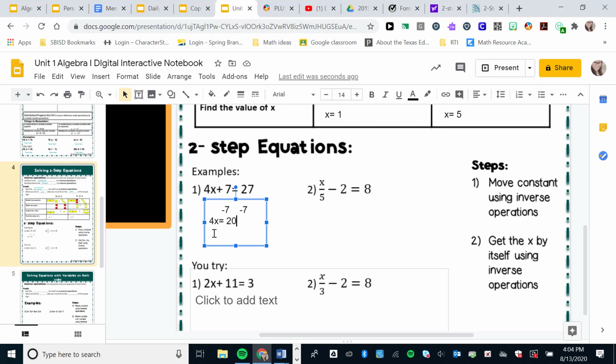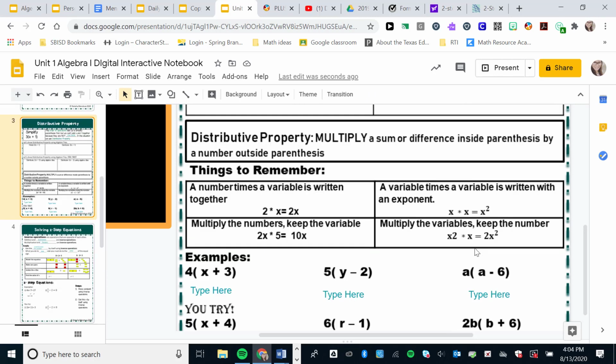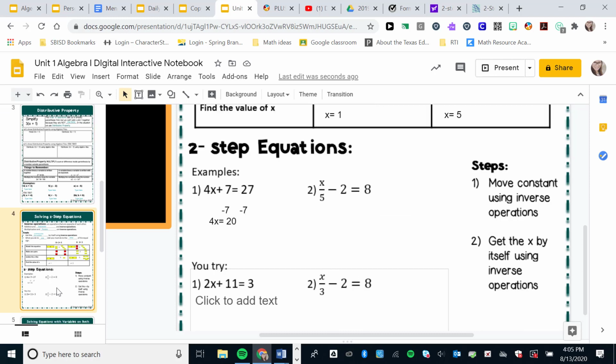So remember what we said about our number with a variable when we were looking at distributive property. We said, and I'm going to go back real quickly so you guys can see, that when we have a number with the variable, it means multiplication. We are multiplying it together, okay? That's what that means. So if we have 4x equals 20, the opposite operation of that is going to be division, because we said that multiplication and division were inverse operations.